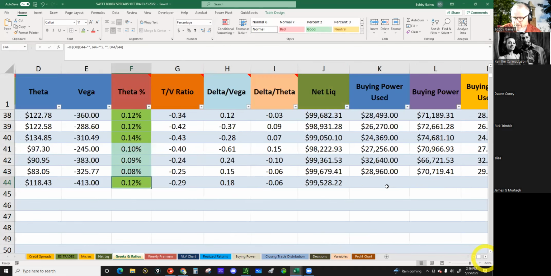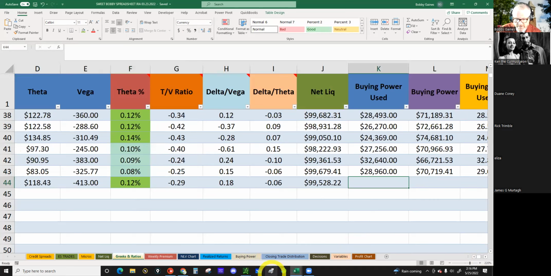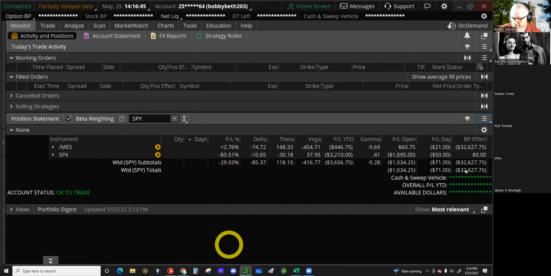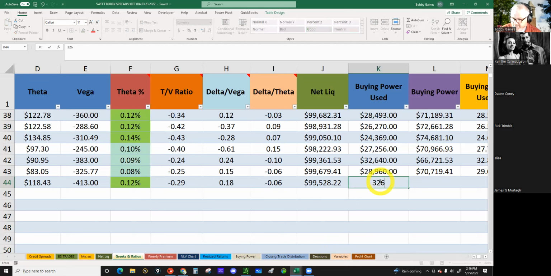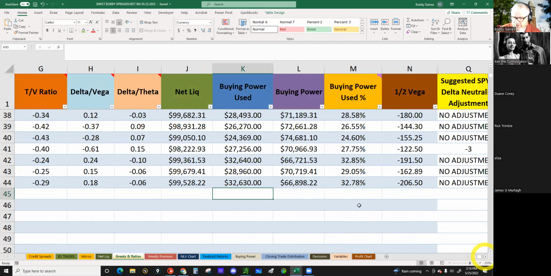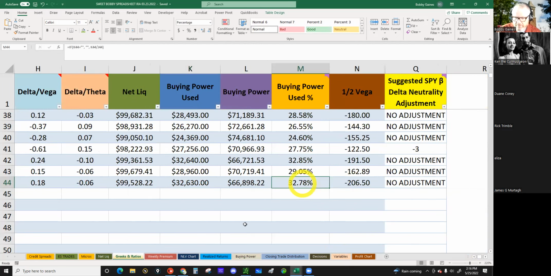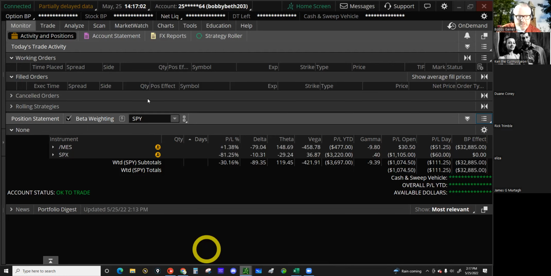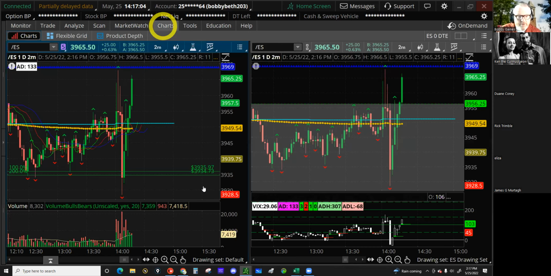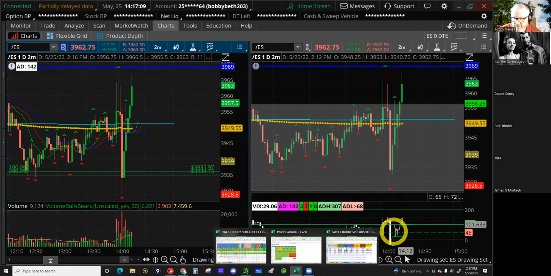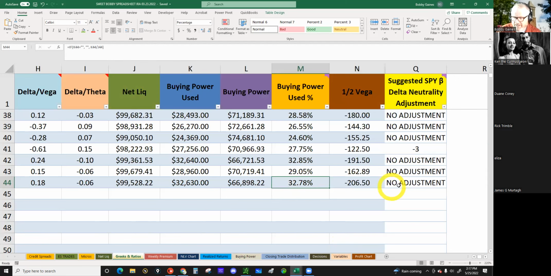And our buying power is 32,630. So it went up a little bit. That's what SPAN margin does sometimes. No biggie. So we're using 32%. The VIX is at, let's see what the VIX is at. On our chart, VIX is at 29. So we should be using about 35% max of our buying power. So we're fine. And our deltas need no adjustment.